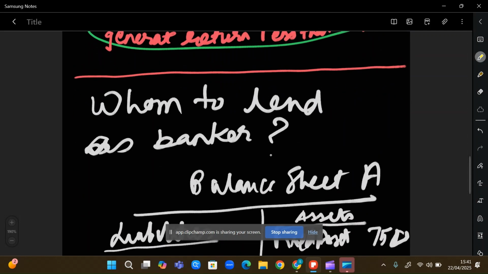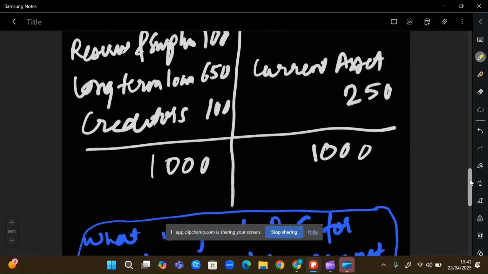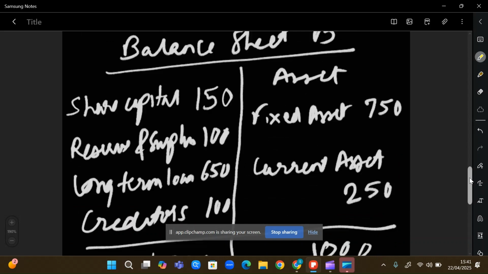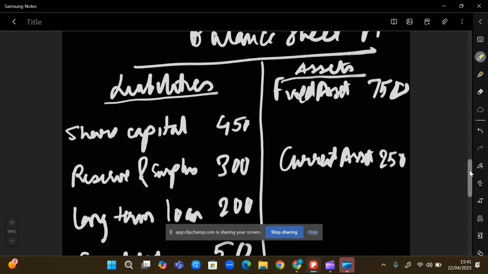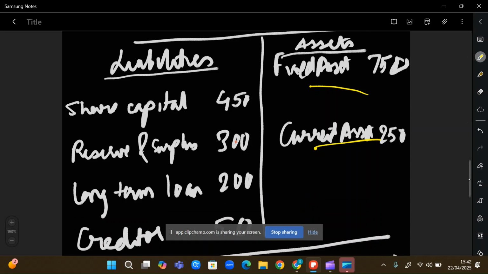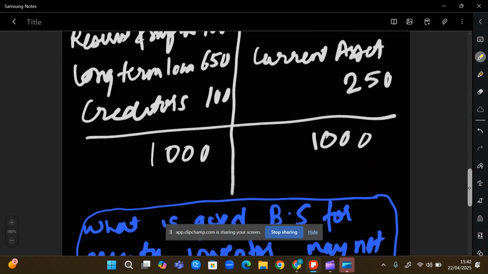Now we'll take a case where we have to decide to whom you would lend as a banker. Let's see both the balance sheets first. Both the balance sheets have 1000 on the asset side and 1000 on the liability side, and the fixed asset is 750, current asset is 250 on both sides. So what is the difference? In the first, share capital is 450, reserve and surplus is 300, long term loan is 200, creditors is 50. While in the second, the share capital is 150, reserve and surplus is 100, long term loan is 650, and creditor is 100.